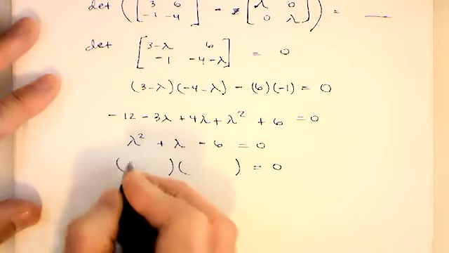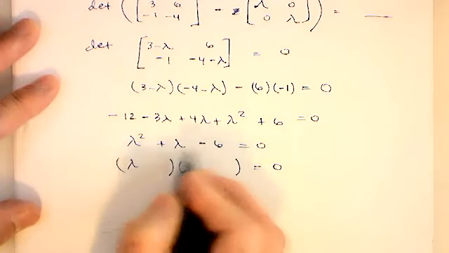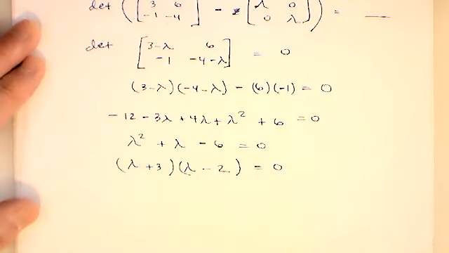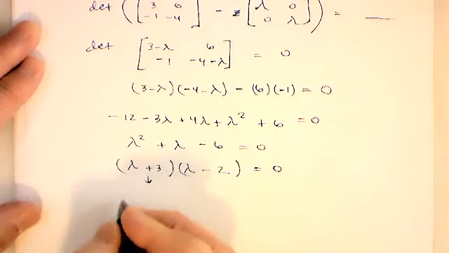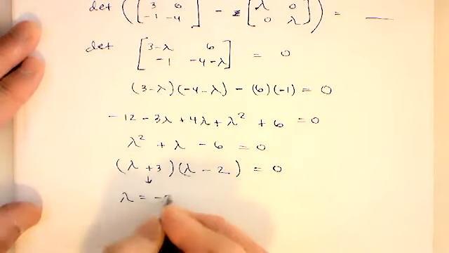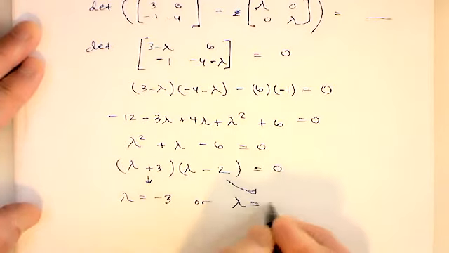And if I factor this, what am I going to have? Lambda plus 3 times lambda minus 2. So I get two possible values for lambda. Lambda equals -3 or lambda equals, from this one, 2.